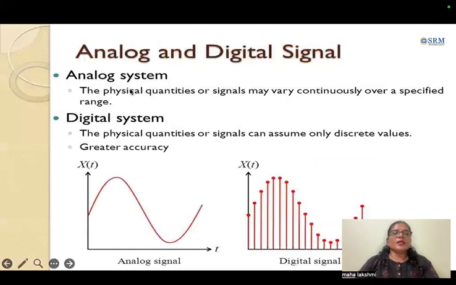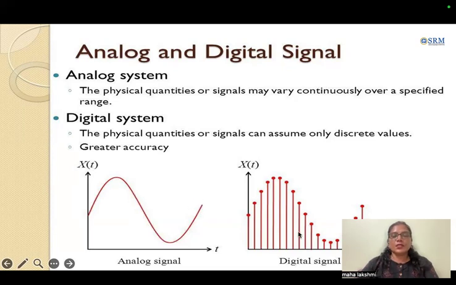And these are the definitions for the analog system and the digital signal. An analog system means the physical quantities or signals may vary continuously over time. Continuously over time means that on the x-axis we have the time period and the y-axis is represented by the voltage, which is referred to here as x of t. So this voltage is varying with respect to time. An analog signal is nothing but a signal that varies continuously with respect to time.